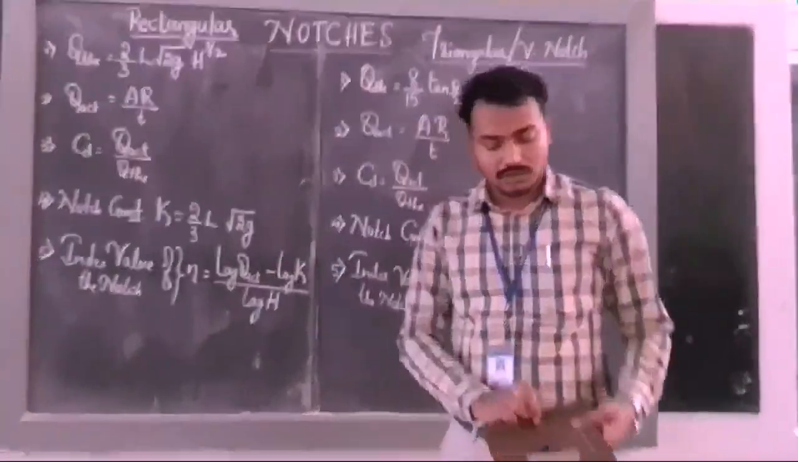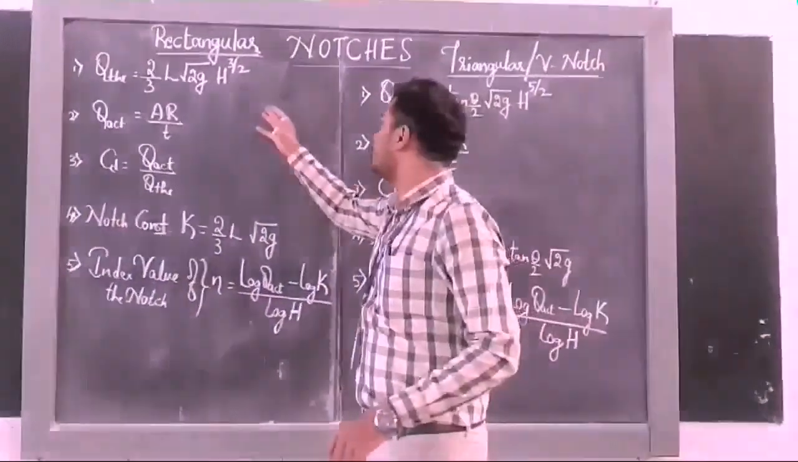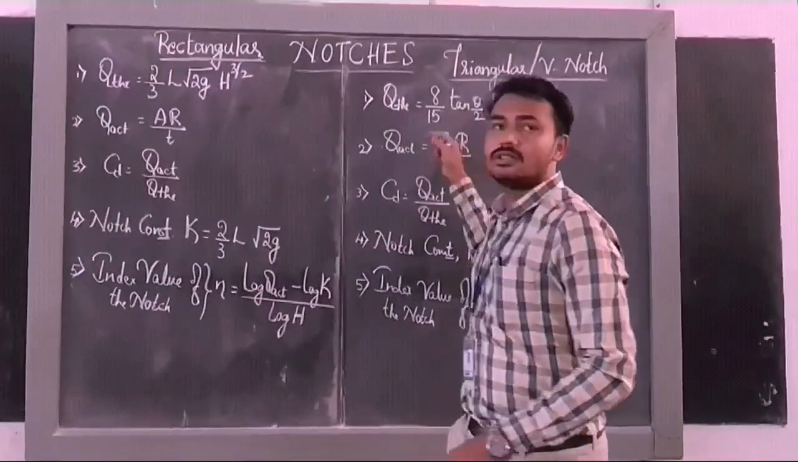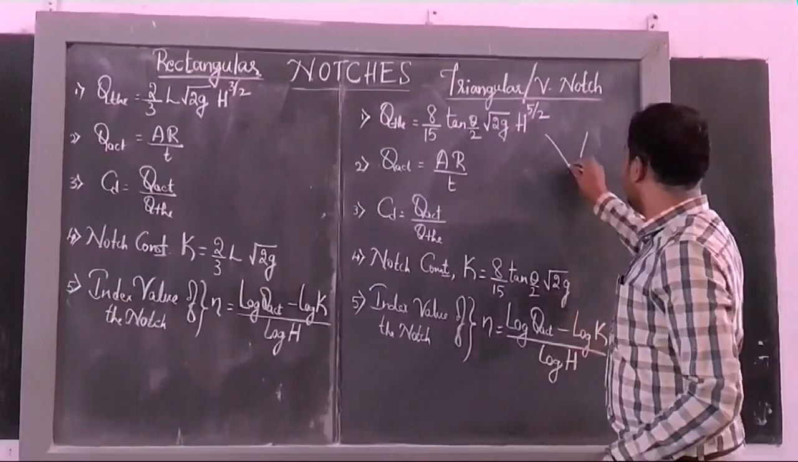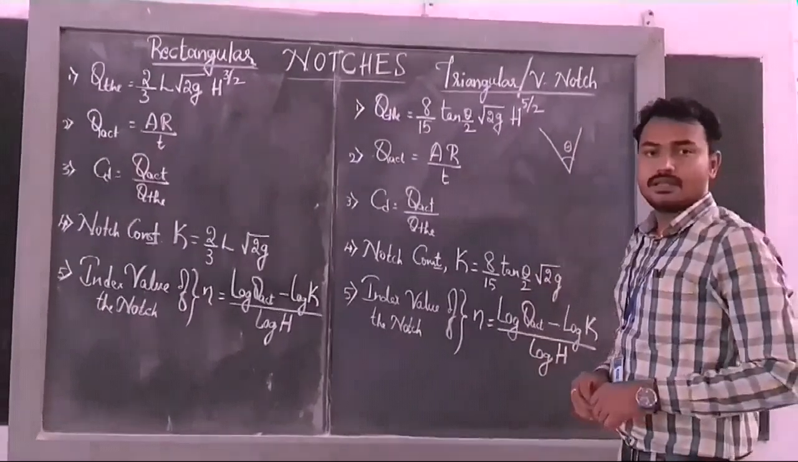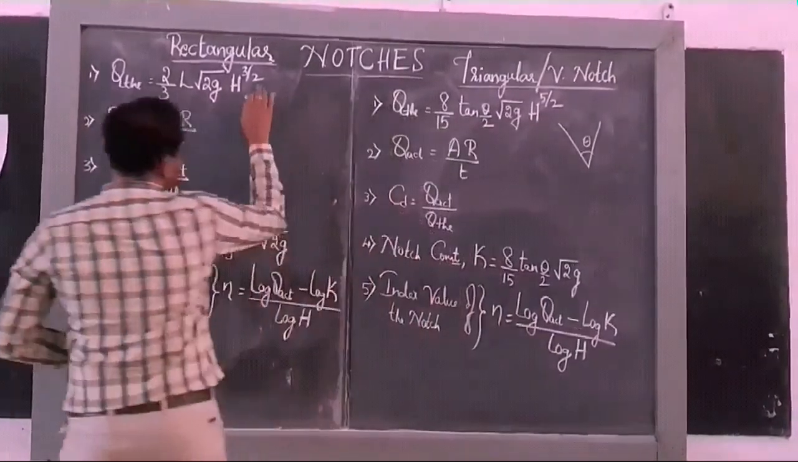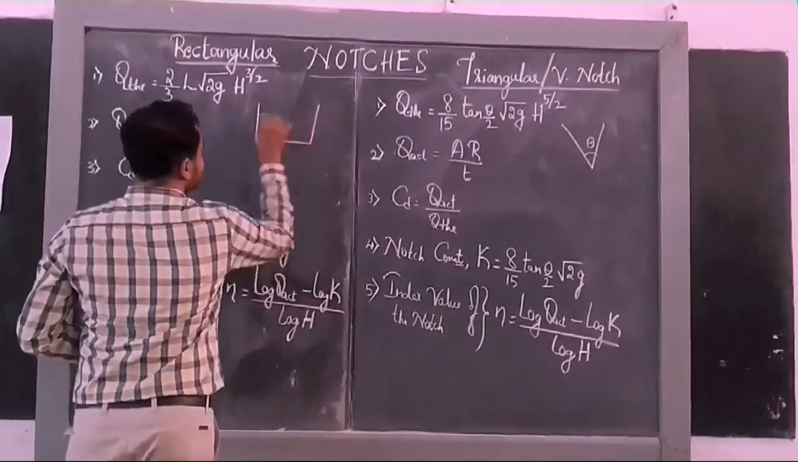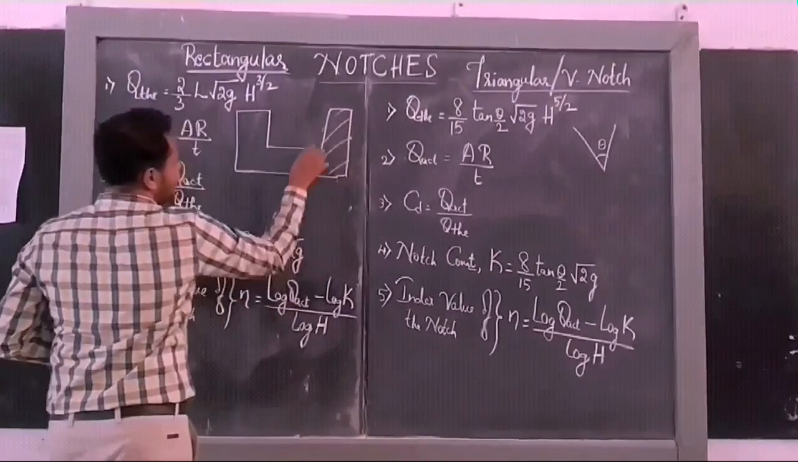But as far as your syllabus is concerned, we have only the rectangular notch as well as the triangular notch. This triangular notch can also be called a V notch. It makes a certain angle. This angle is given by theta. Theta is nothing but the angle between the notch sides. And for a rectangular notch, this is how it looks like, and the entire thing will be made up of metal.